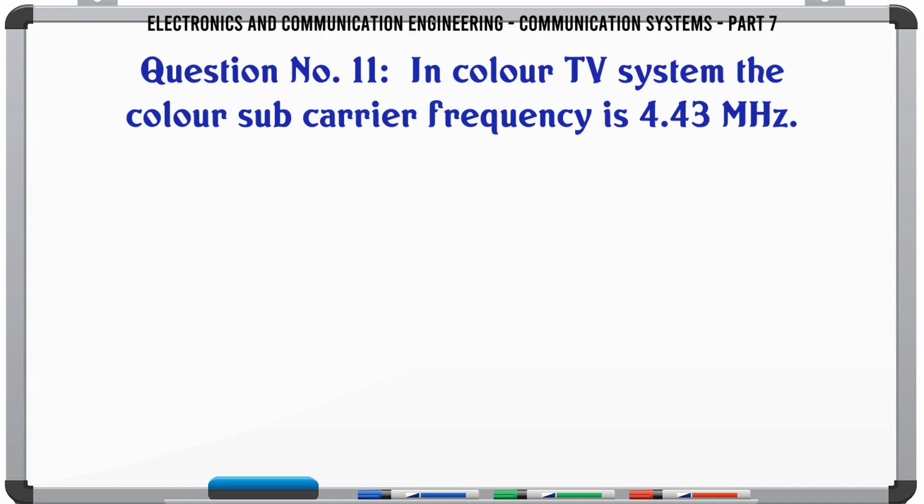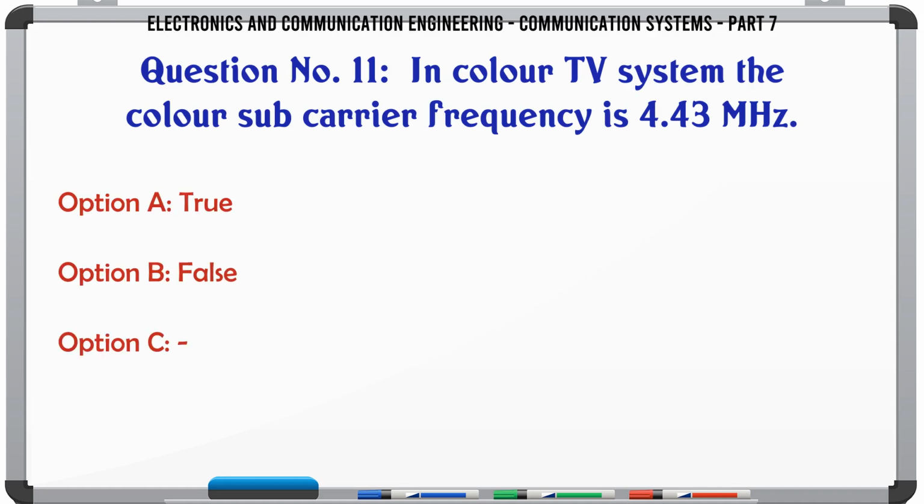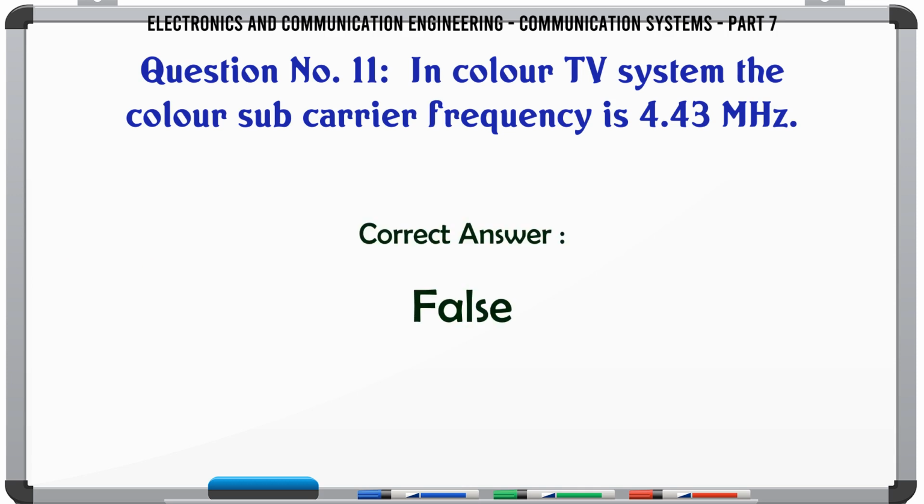In color TV system, the color subcarrier frequency is 4.43 MHz. A, true, B, false. The correct answer is false.